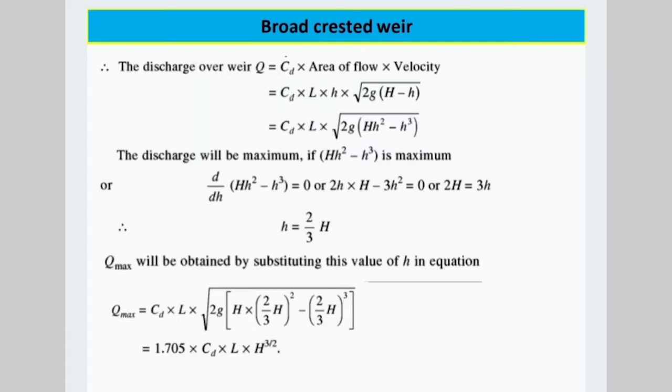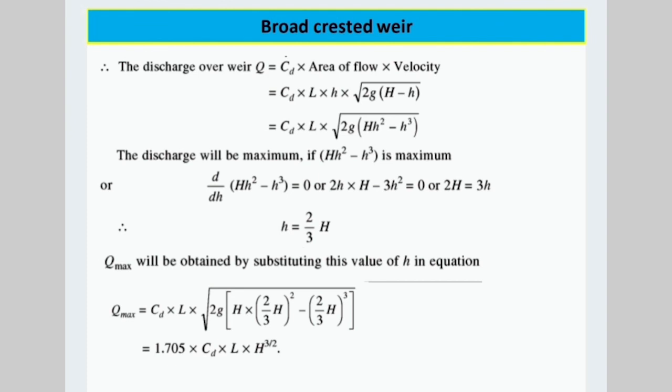The discharge over the weir Q is given as Q equal to Cd into area of flow into velocity. Here area of flow is L into h and velocity is root of 2g into (H minus h). By substituting, we get Q equal to Cd into L into root of 2g into root of (H h squared minus h cubed).